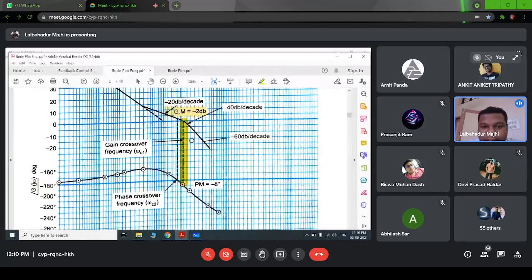So, is it clear how to calculate the gain crossover frequency, phase crossover frequency, gain margin and phase margin from the Bode plot?